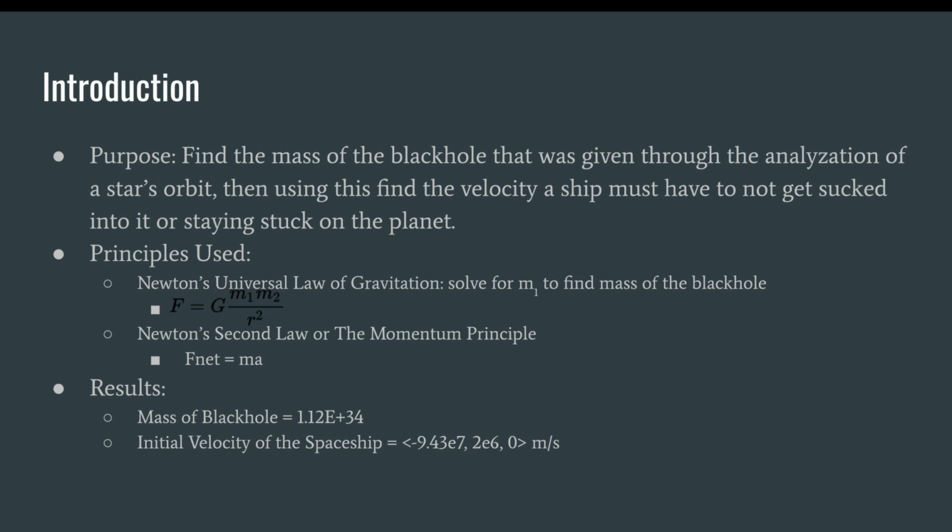The results of this were that I got the mass of the black hole was 1.12 e to the 34th, and that the initial velocity that I chose for my spaceship was <-9.43e7, 2e6, 0> meters per second.